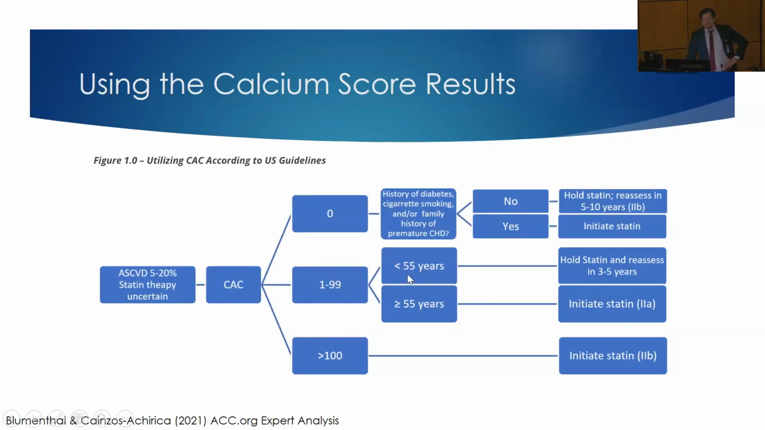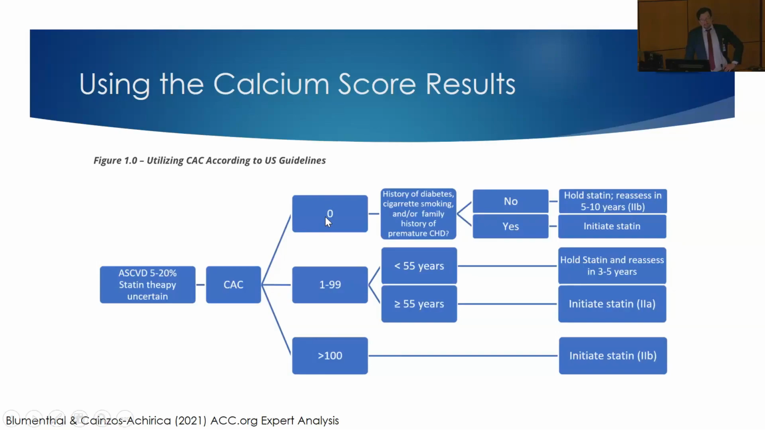Here it says if it's 1 to 99 and less than 55 years, hold the statin and reassess every 3 to 5 years. But that's in the absence of considering their total cholesterol and other risk factors. If their 10-year ASCVD risk score puts them in the intermediate or borderline risk category, and the calcium score is between 1 and 99, I would still start them on a statin. I kind of disagree with this, and it doesn't even have a level of evidence behind that recommendation, which shows you the uncertainty. It's always going to be an individualized patient discussion when you decide to start a statin or not, so you want to incorporate all the data you have.